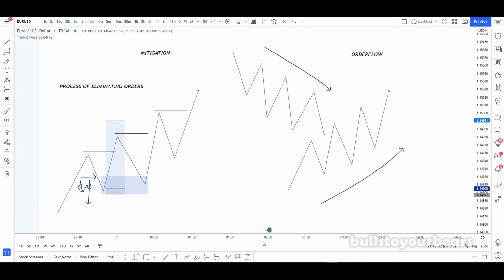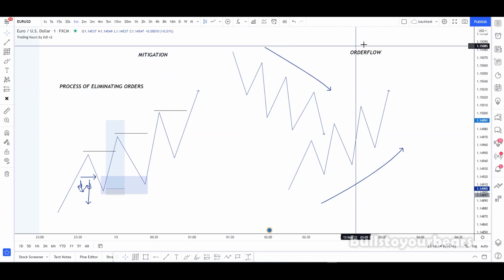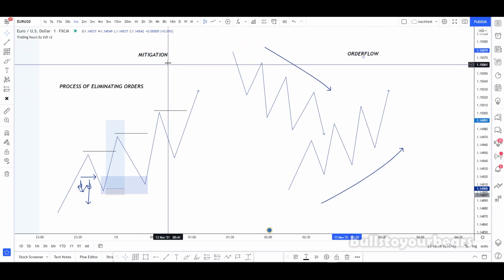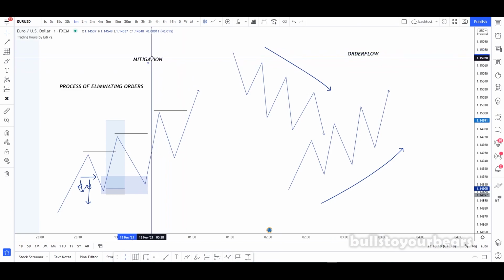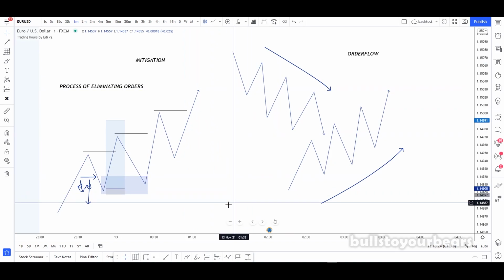Now, how do we know that they are the same? For order flow to be confirmed, there needs to be mitigation. For order flow to be confirmed, there needs to be a mitigation. This is why I put those two words in the same video, because it is really important.